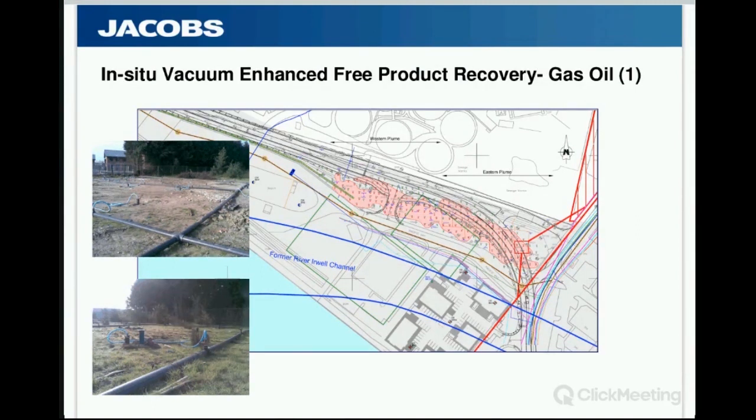We discounted other options such as containment because it was impractical due to services, and chemical flushing was deemed undesirable due to the proximity of other infrastructure. So we decided that in situ vacuum enhanced free product recovery was the preferred approach. We did a pilot trial, and that pilot trial was successful.